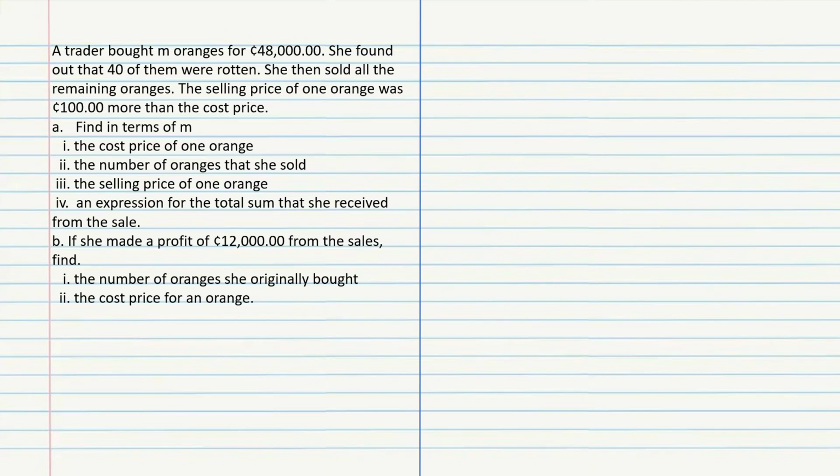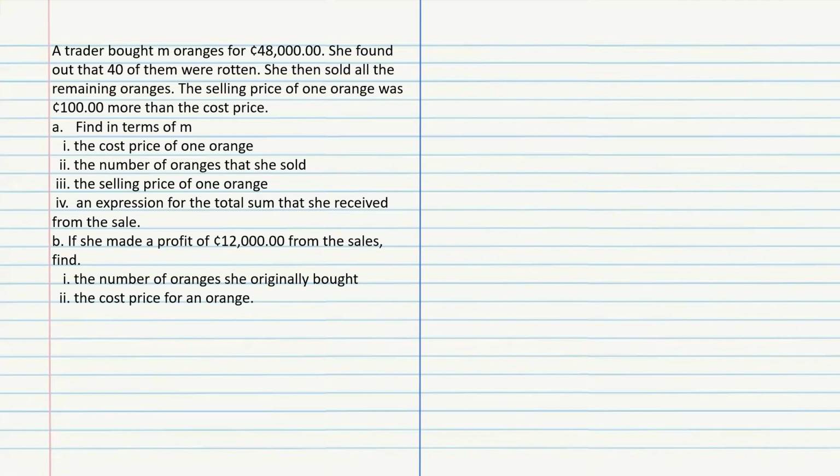Let's read the question. The question says a trader bought M oranges for 48,000 Ghana cedis. She found out that 40 of them were rotten. She then sold all the remaining oranges. The selling price of one orange was 100 cedis more than the cost price. You are supposed to find A.